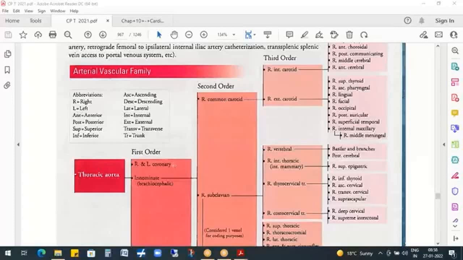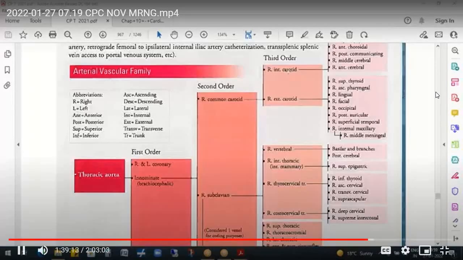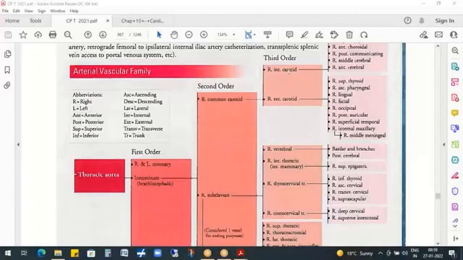For example, if a catheter is placed in innominate, they will give you these names. The catheter placed in innominate moves to right common carotid. From right common carotid, it moves to right internal carotid. Where is right internal carotid? Third order. For third order, 36217.